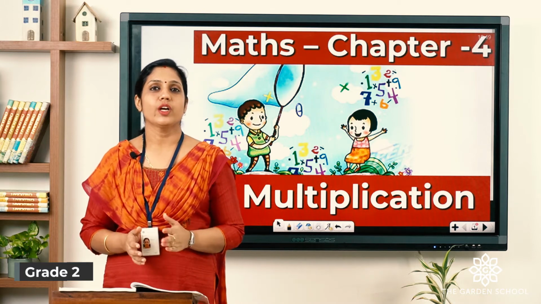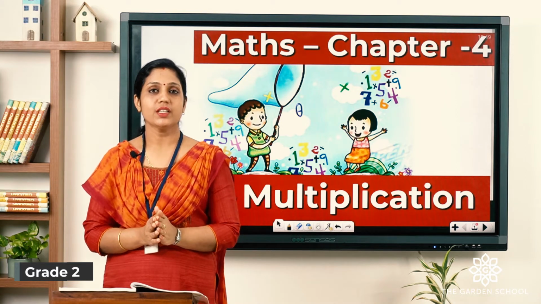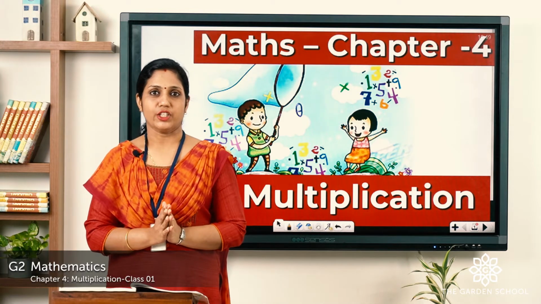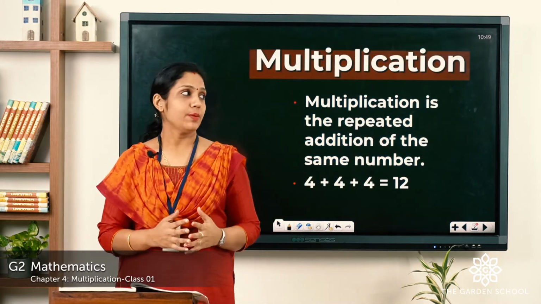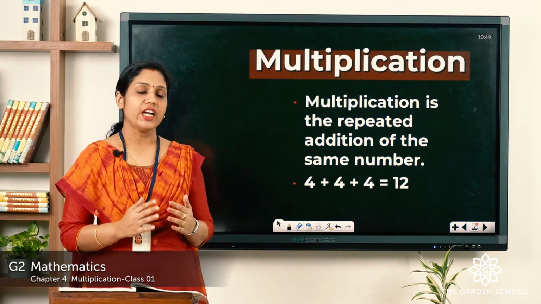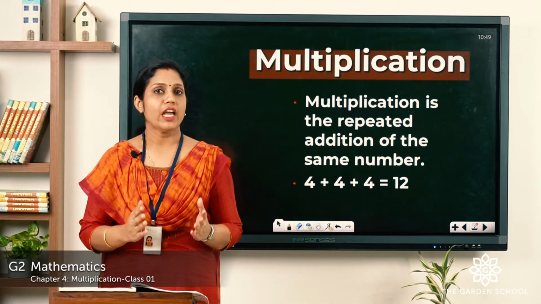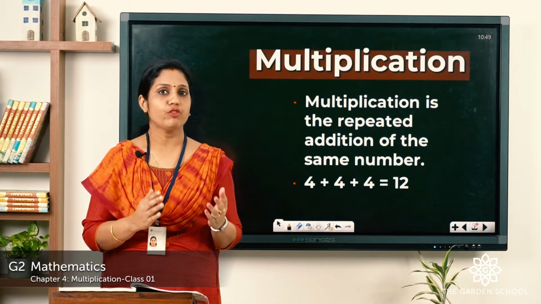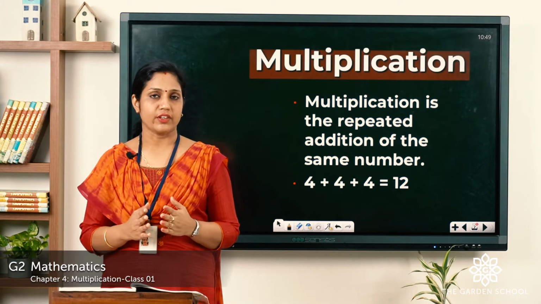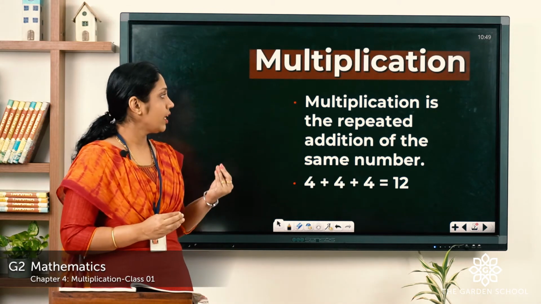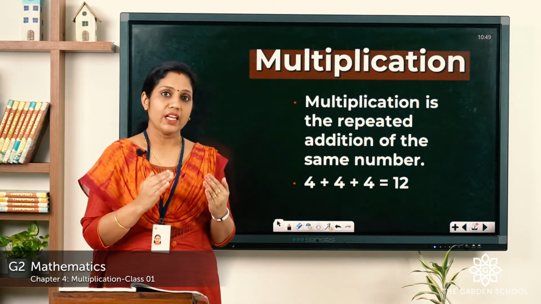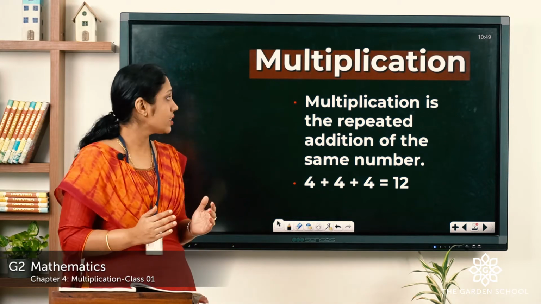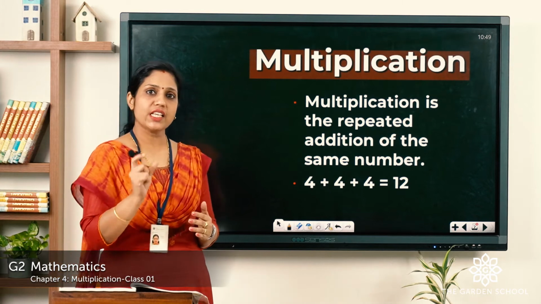Today in Maths, we are going to learn a new chapter, chapter 4, that is multiplication. So what is multiplication? Multiplication is the repeated addition of the same number. We have already learned what is addition, right? So what is addition? We add 4 plus 5, 2 plus 2, etc. But here, repeatedly when the same number comes, that when we add, that is multiplication. So multiplication is the repeated addition of the same number.